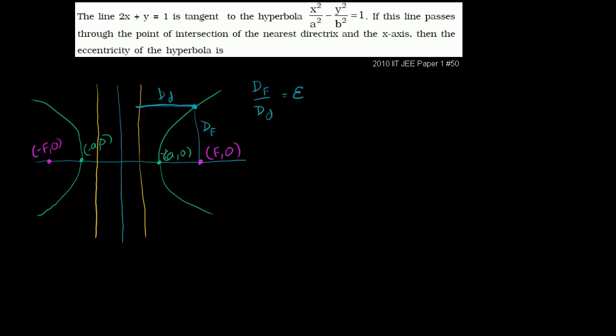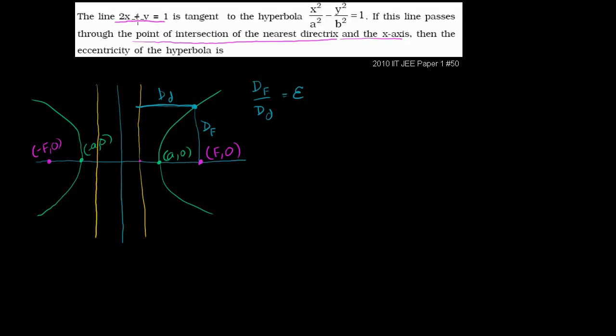Now let's actually try to solve the problem. So they give us this line: 2x plus y is equal to 1. And they say it's tangent to the hyperbola. And they say this line passes through the point of intersection of the nearest directrix and the x-axis. So it intersects the x-axis where one of the directrixes intersects the x-axis.